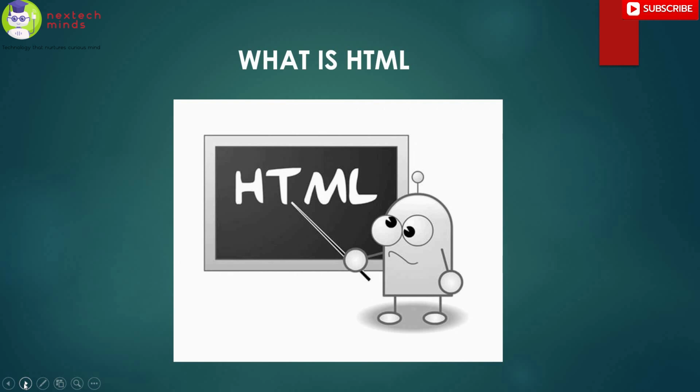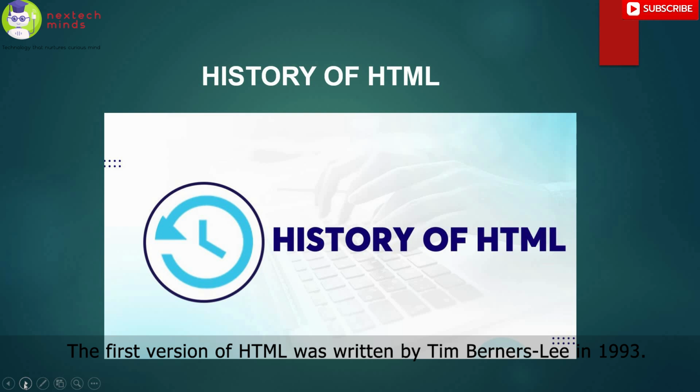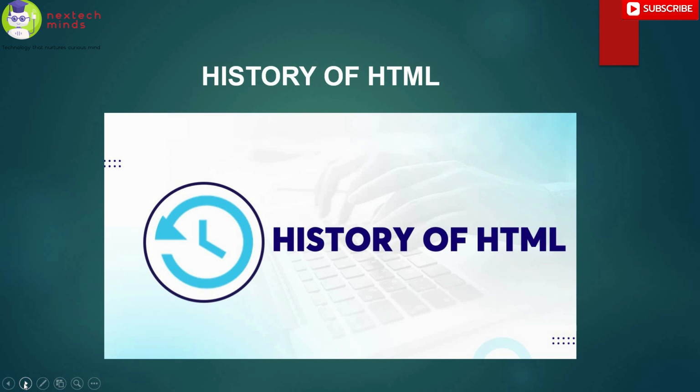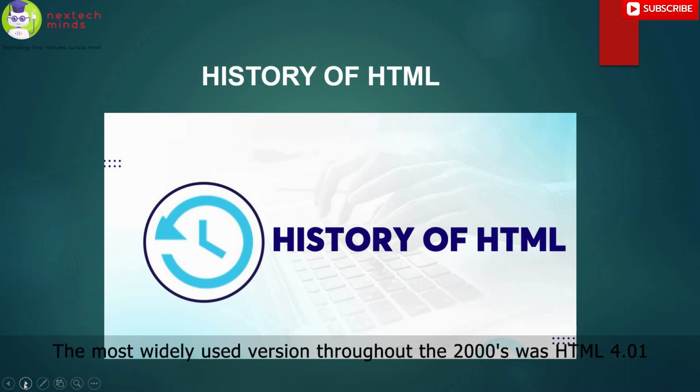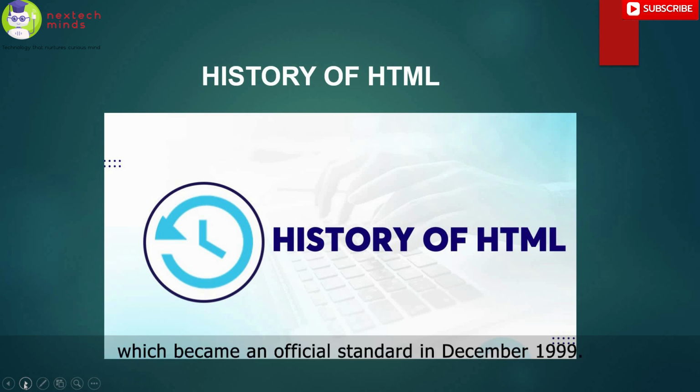Let's move towards the history of HTML. The first version of HTML was written by Tim Berners-Lee in 1993. Since then, there have been many different versions of HTML. The most widely used version throughout the 2000s was HTML 4.01, which became an official standard in December 1999.